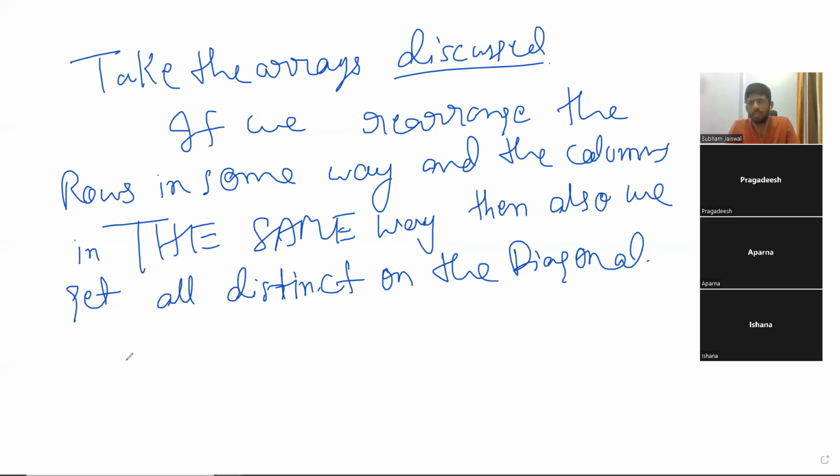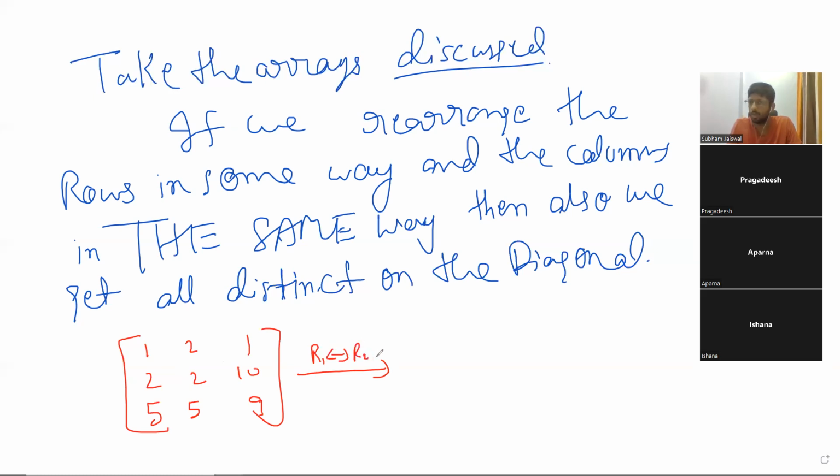What I mean by same way is this: if you take an array, I'm now taking random numbers so that I don't give away too much hint. It could be anything, it doesn't matter. 5, 9. This is what I mean by same way. Let's say that you swap the first and the second row. Then you have to swap the first and the second column also. So this is one rearrangement, but you could do more complicated rearrangements. Apply the same rearrangement to the columns also after you have done it to the rows.